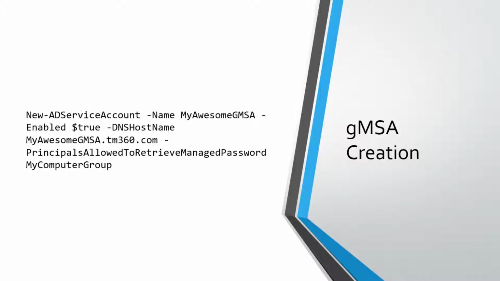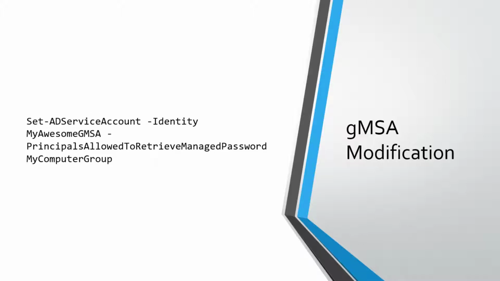The final parameter you see there, PrincipalsAllowedToRetrieveManagedPassword, is the association with a group or a computer, and you can see I've associated it with a group in this case. If you didn't associate your group managed service account with a computer or with a group, or if you wanted to change that after the fact, you'd use the Set-ADServiceAccount commandlet.